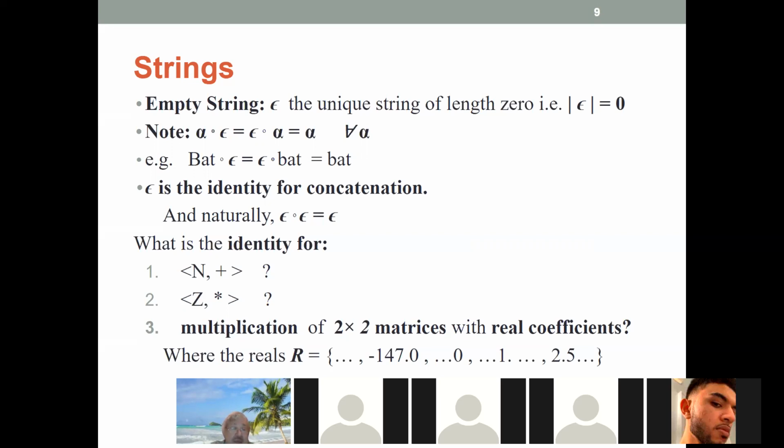Yeah, you got it. Multiplication of 2x2 matrices with real coefficients. And you know what the reals are. So what would be the identity for this multiplication?